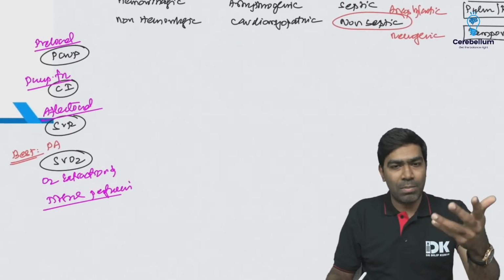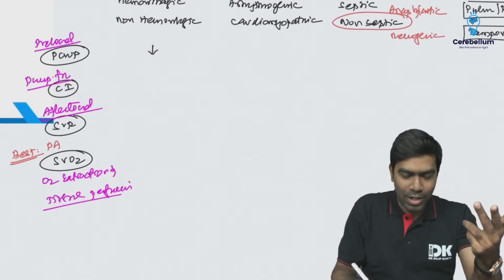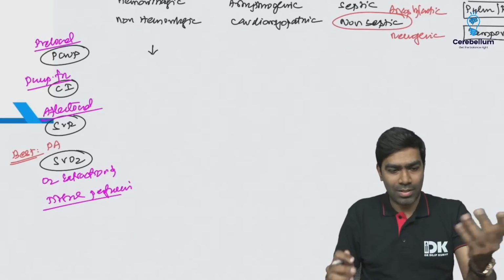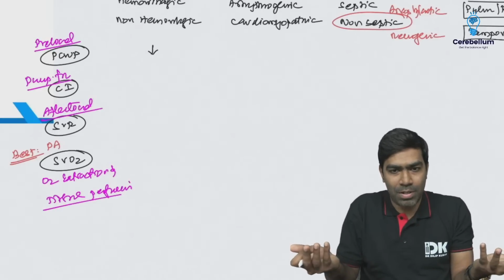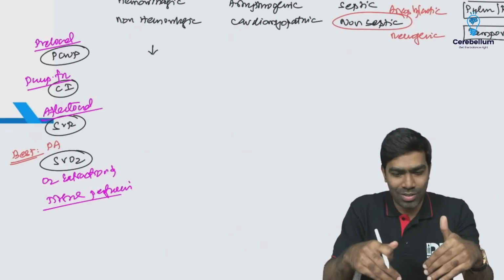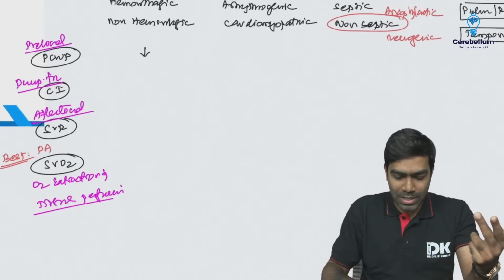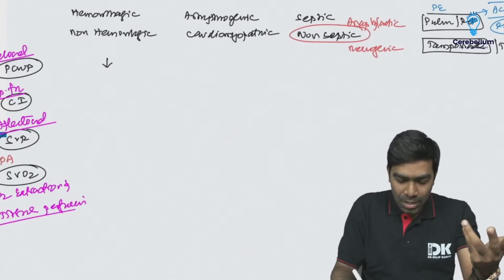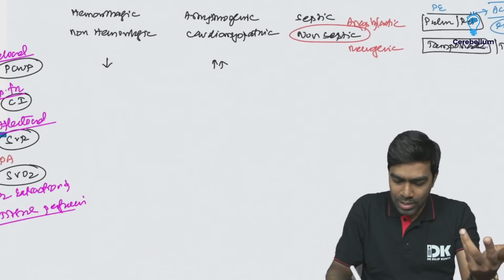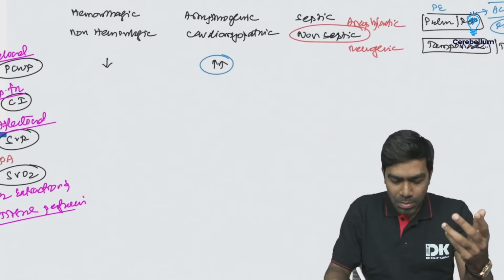So what will be the PCWP in hypovolemic shock? It will definitely be low, because the blood is getting lost from the vascular compartment, so the amount of blood coming back to the heart will be low. What about the PCWP in patients with cardiogenic shock? It will be high. This is a very important point. PCWP will be high.